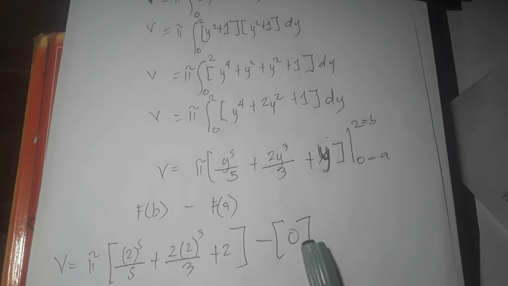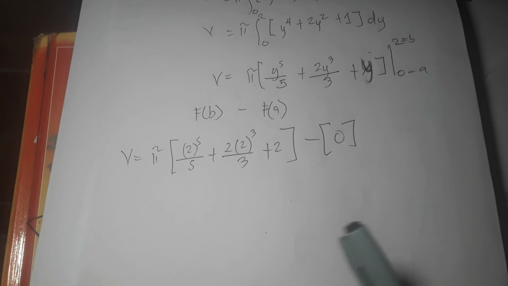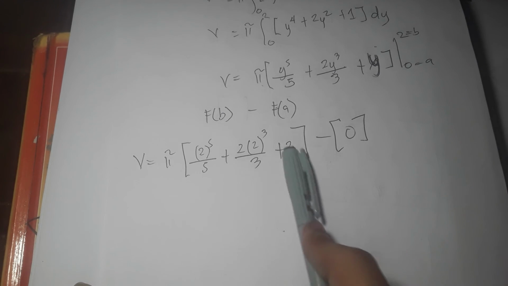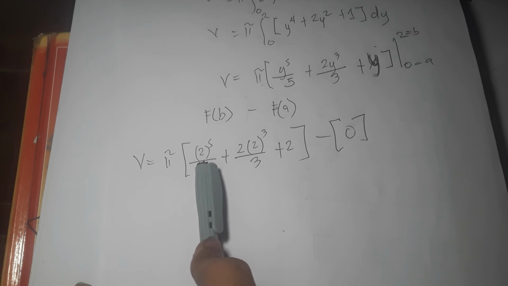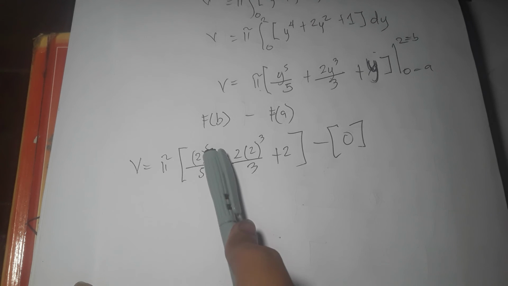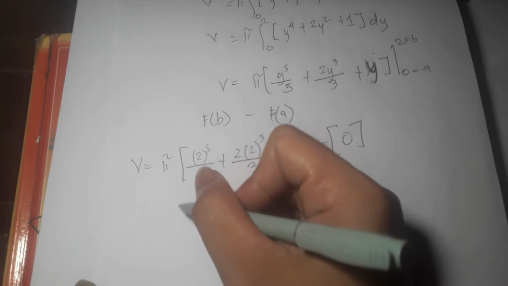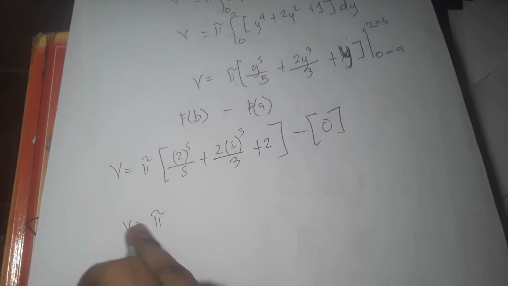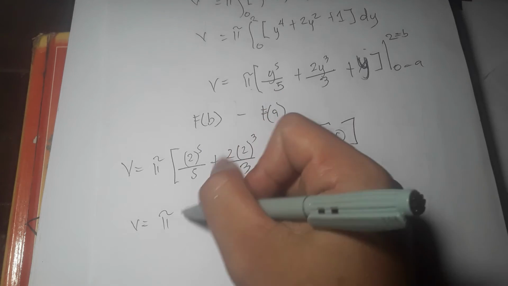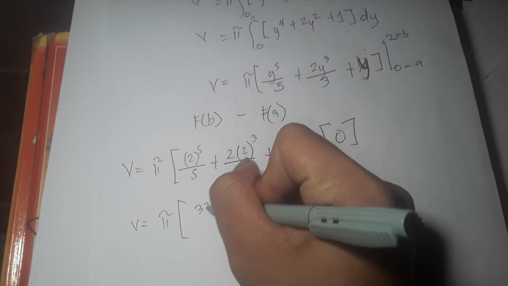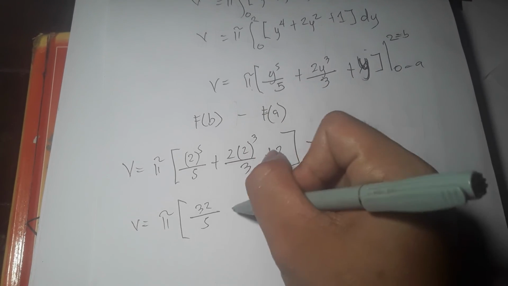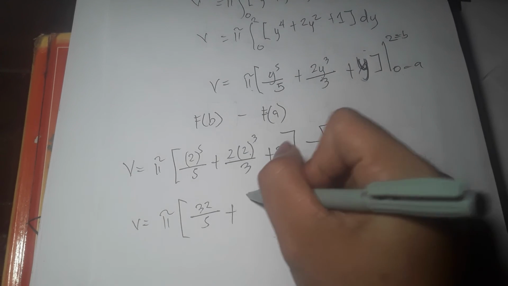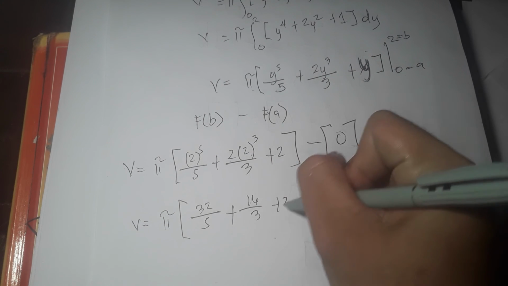Plus 0 is 0. So for now, our concern is this function. So we need to simplify this one. So 2 to the fifth is equal to 32. So the volume for now is equal to 32 over 5 plus 2 to the 3 is 8 times 2 is 16 over 3, and then plus 2.